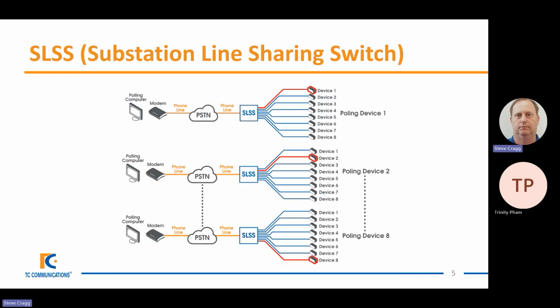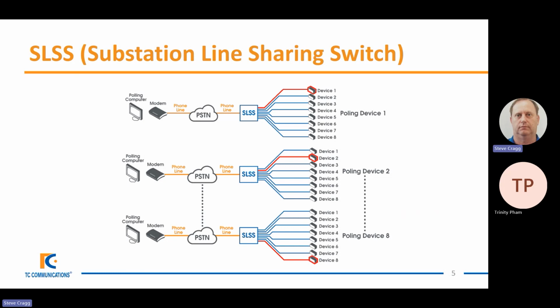Following that, they will then poll through to device 2 and so on, typically sequentially, but there's no need. You can do it in any order you would like. The SLSS simply provides the means to connect a single phone line to multiple devices.